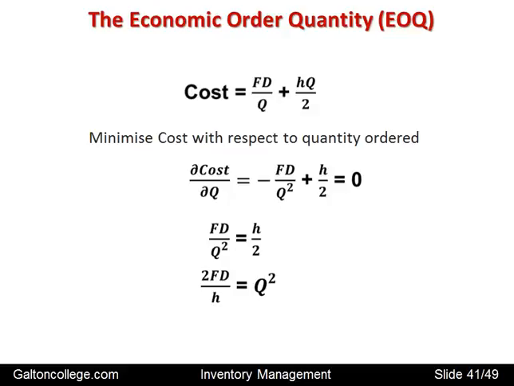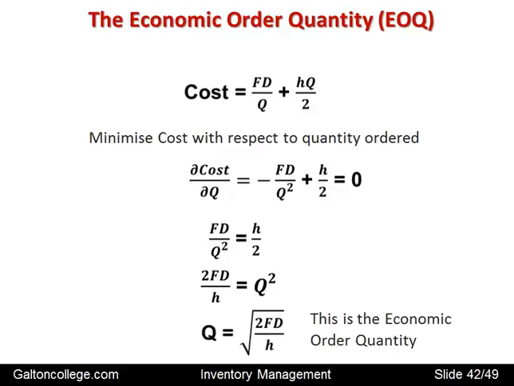And solving that for Q squared, we'll just cross multiply. We've got Q squared up here, and we've got H on the bottom, and the 2 comes up to the top. So that's what we've got there. And of course, to get Q, we just take the square root. So now we've got a formula for calculating the economic order quantity.